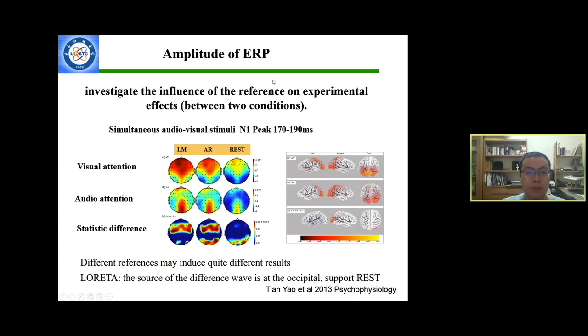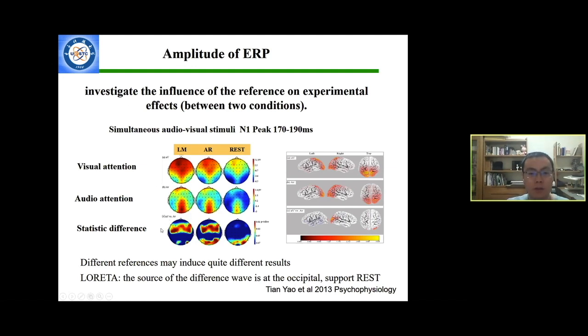Also, in another paper, the authors investigated the influence of the reference on experimental effects between two conditions. In this paper, the authors use a simultaneous audio-visual stimulus and the N1 peak. And here we can see that using the different referencing methods, the ERP distributions at the peak of the ERPs are different, and comparing two conditions, we can get different results.